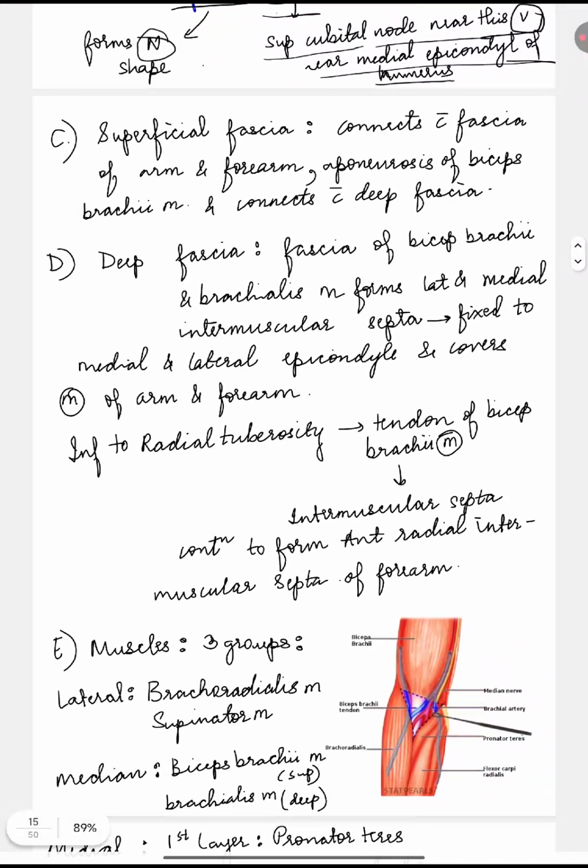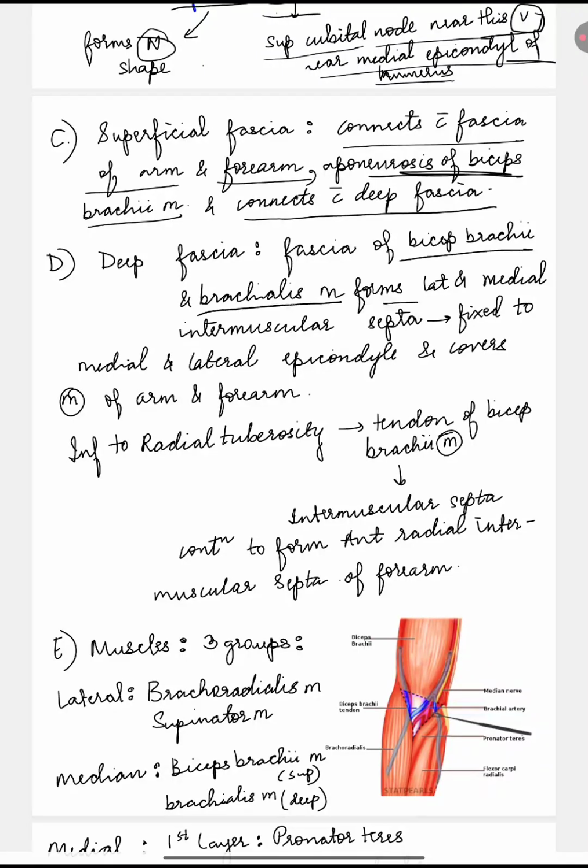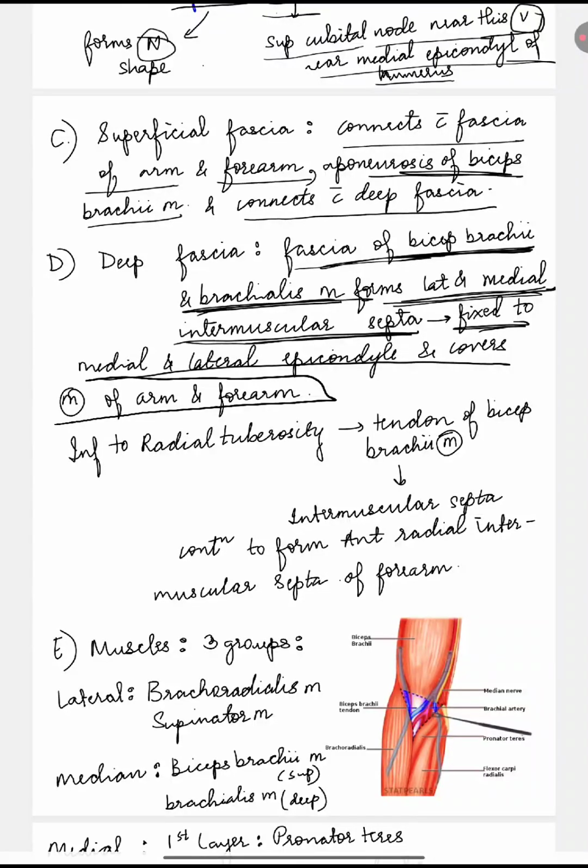Now, superficial fascia. It connects with the fascia of the arm and forearm, aponeurosis of the bicep brachii muscle and connects with the deep fascia. Now, deep fascia of the bicep brachii and brachialis muscle forms lateral and medial intermuscular septa. Keep remember, fascia of bicep brachii and brachialis muscle forms lateral and medial intermuscular septa fixed to medial and lateral epicondyle and covers muscles of the arm and forearm.